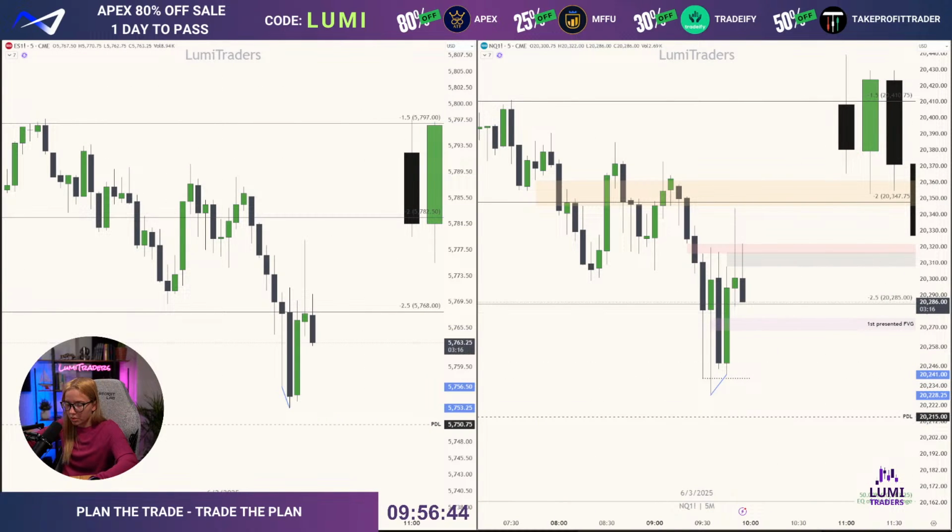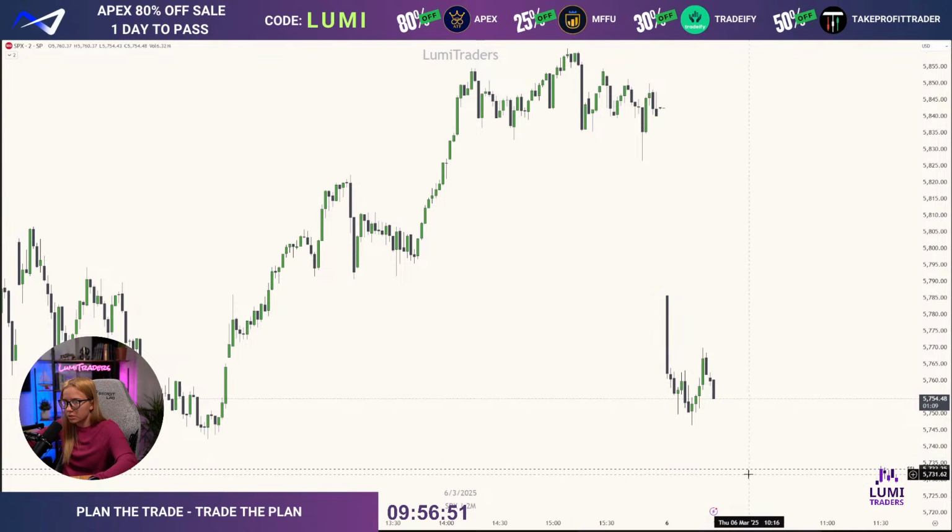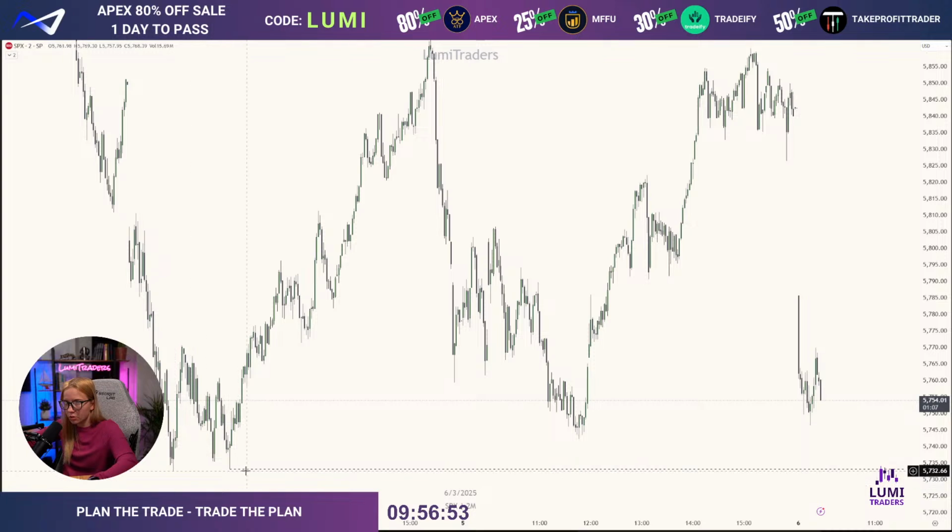Still trying to hold 1-minute inversion. On SPX, once again, we have the sell side liquidity, all sell side liquidity right here, which by the way also can be equal lows, right?